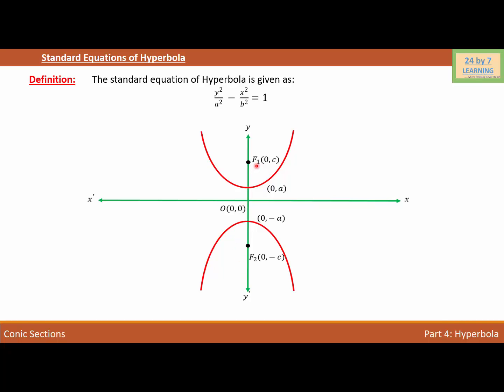The coordinates of the foci are F1 (0, c) and F2 (0, negative c). The vertices of the hyperbola are this point and this point, and the coordinates are (0, a) and (0, negative a) respectively. The center of the hyperbola is this point, which is O (0, 0). And this is how we define the standard equations of hyperbola.